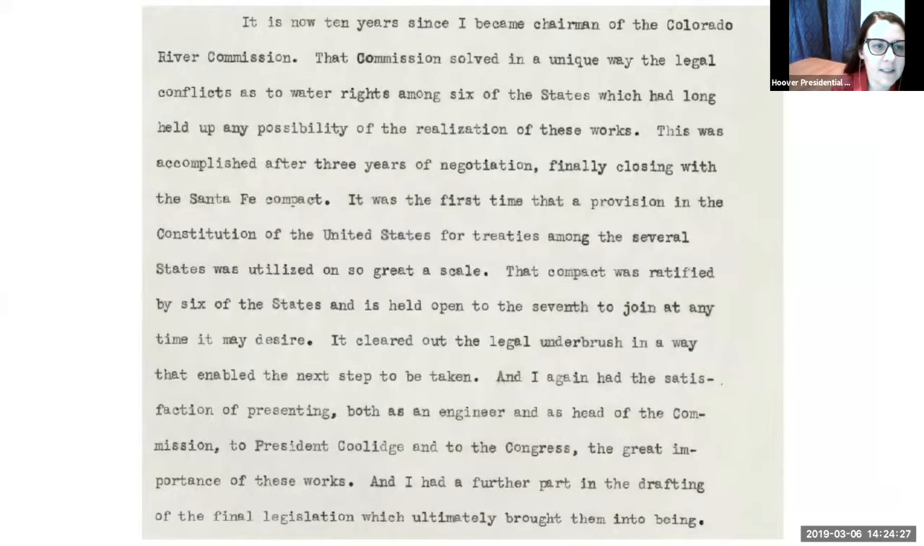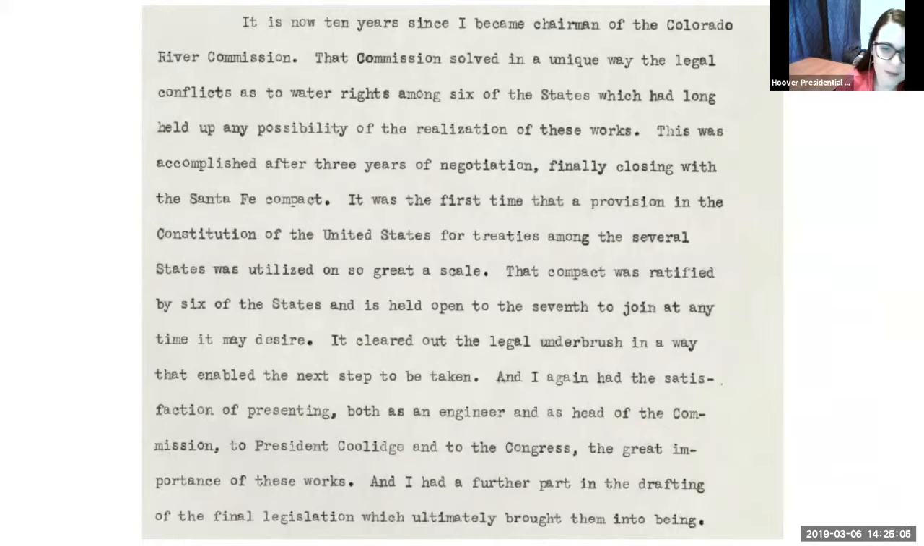And he continues, "It is now 10 years since I became chairman of the Colorado River Commission. That commission solved in a unique way the legal conflicts as to water rights among 6 of the states which had long held up any possibility of the realization of these works. This was accomplished after 3 years of negotiation, finally closing with the Santa Fe Compact. It was the first time that a provision in the Constitution of the United States for treaties among the several states was utilized on such a great scale."